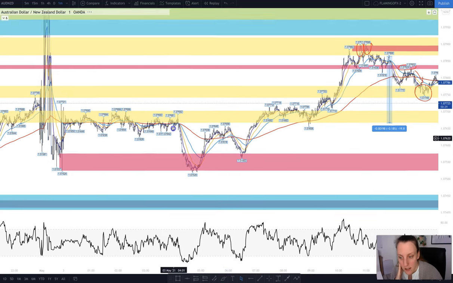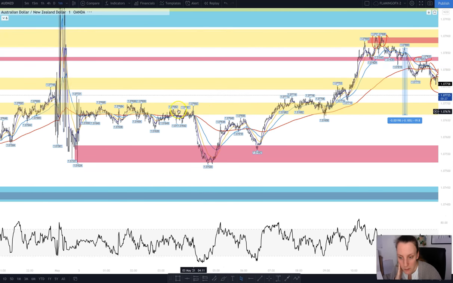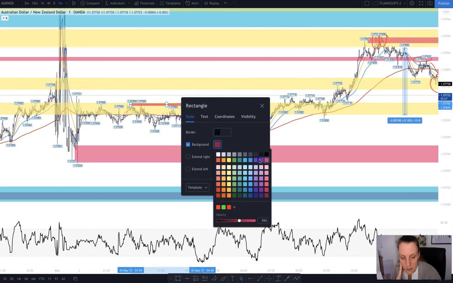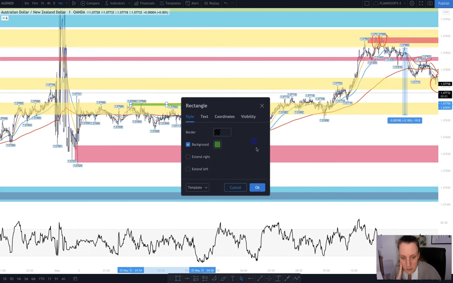So let's see this here. You are here in this ranging area. Then you are coming in here. You have this point where we are touching this again. So this here is, in the 1 minute, another zone. Okay, you can draw the zones here too, in the 1 minute and in the 5 minute. So let's take green here.